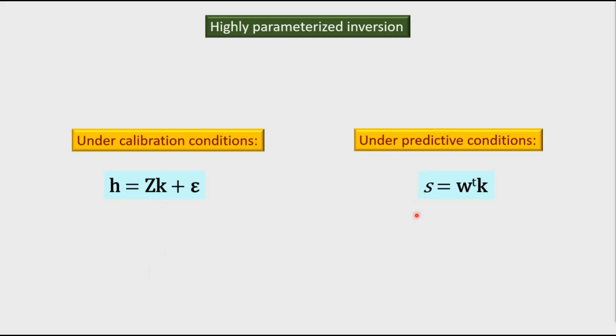Then, when we come to make a prediction with our model, we use another matrix equation. In that equation, we say that the scalar S is the value of a prediction that we care about. It is calculated from model parameters using the sensitivity of that prediction to those parameters encapsulated in the vector W.